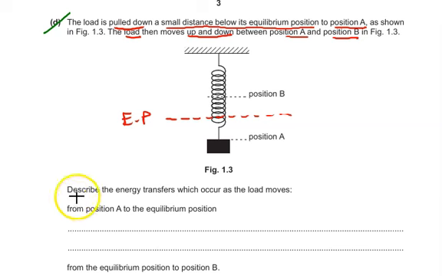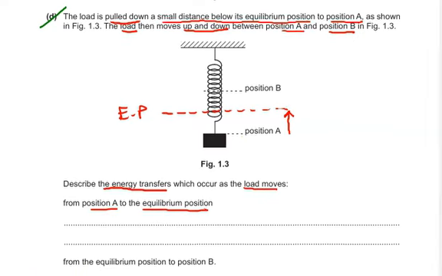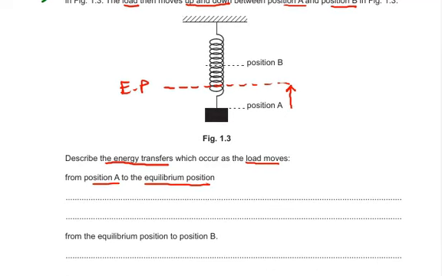Okay, so now the question here is describe the energy transfer which occurs as the load moves from position A to equilibrium position, which means position A to here. Okay, this equilibrium position, and they're asking the below here: from equilibrium position to position B. So from here to here. So what is the energy transfer that happens over here?